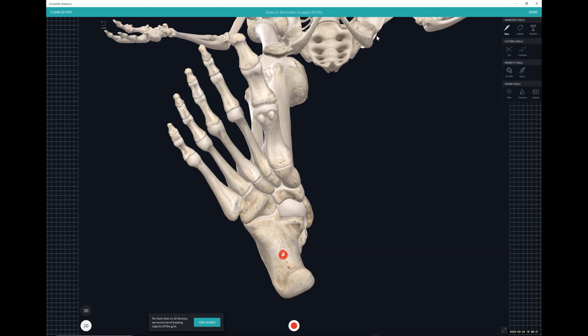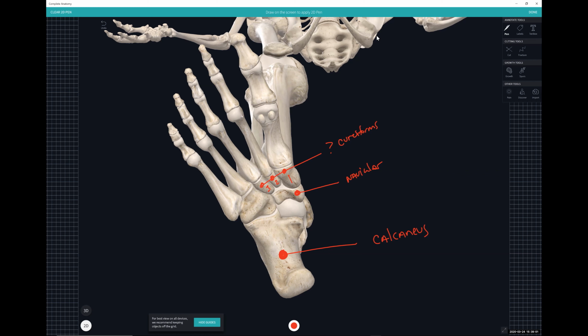What's this one? That's right. It's the calcaneus. And what about this one? The navicular. What's this one, and this one? That is my first, second, and third cuneiforms.